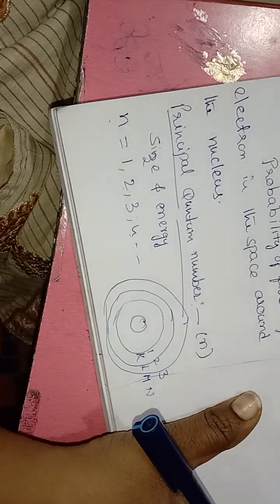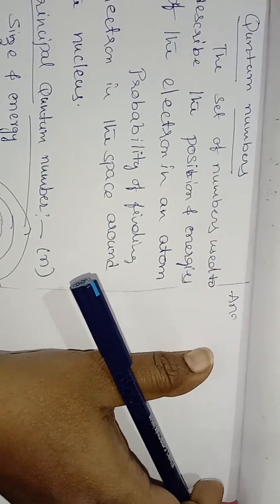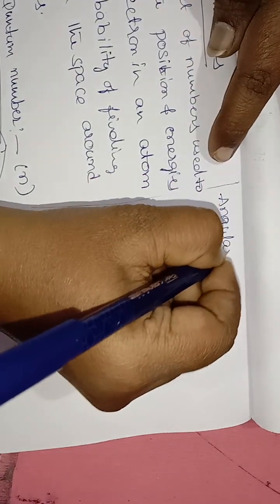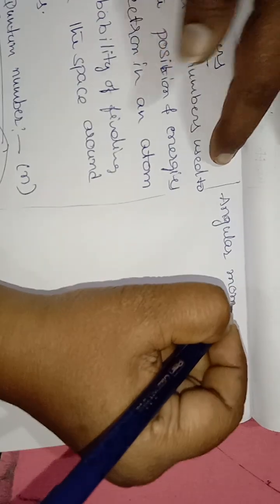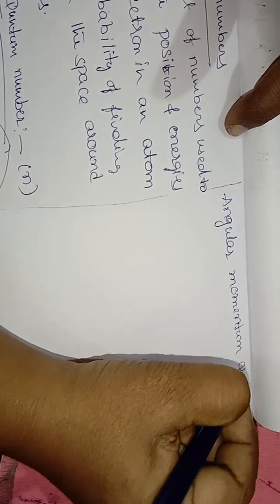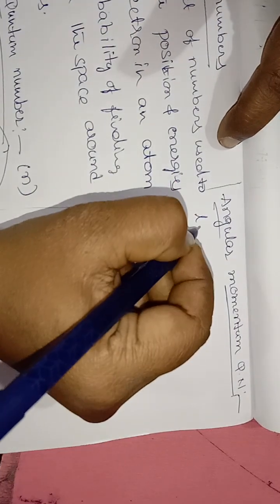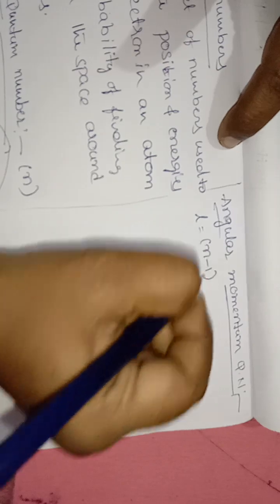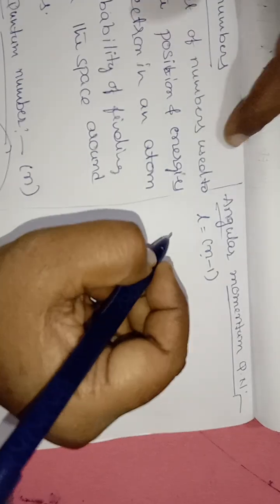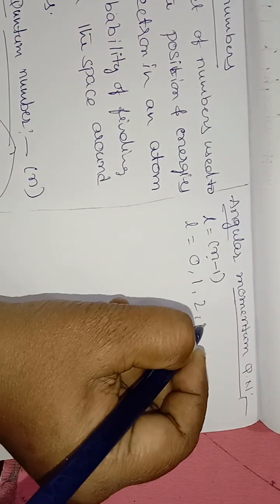Next, the angular momentum quantum number. Okay, the angular momentum quantum number. It is represented by l. The l formula is given as n minus 1. What does n indicate? It indicates the principal quantum number. Okay, l values are taken as 0, 1, 2, 3.